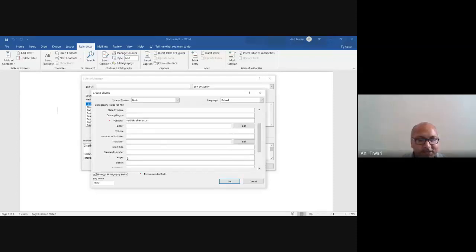Then Pages, or suppose it is a second edition, so you can write Second in the column of Edition, and the example is showing 2ND, second. And if you want to have any comment, or if you want to write the medium in which the book is written, so let us say it is English.